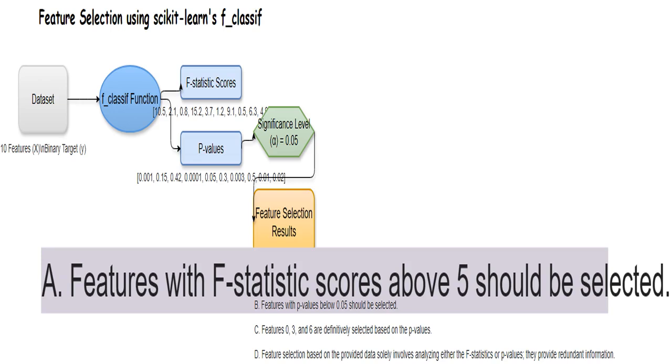This statement is partially correct. Features 0, 3, and 6 have p-values below 0.05, 0.001, 0.0001, and 0.003 respectively. However, feature 9 also meets this criterion, p-value equals 0.02.